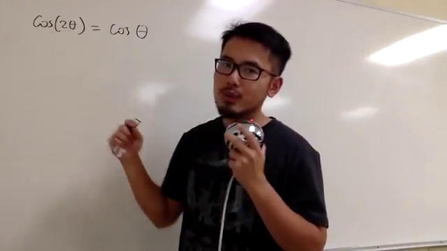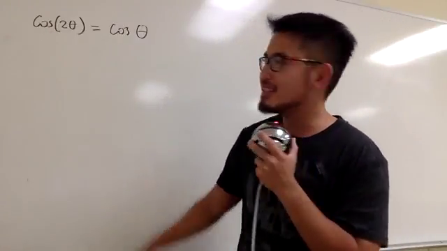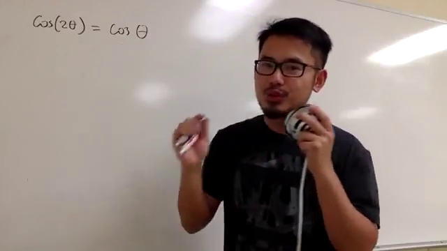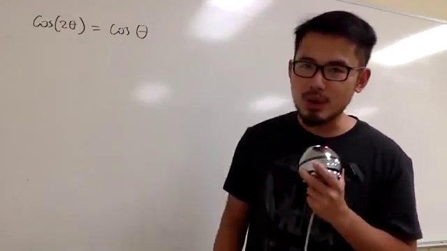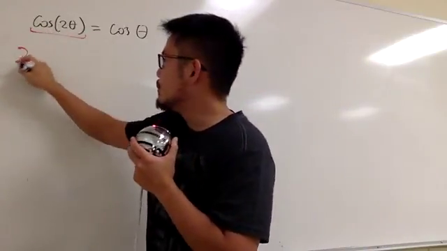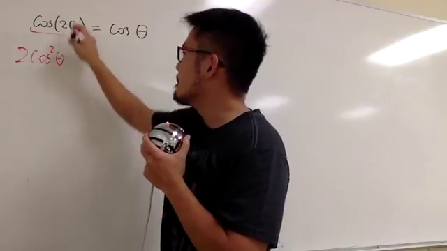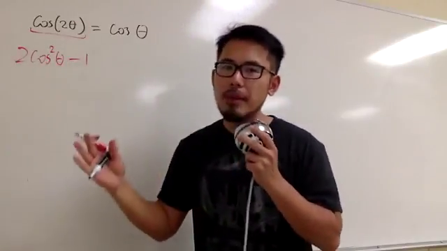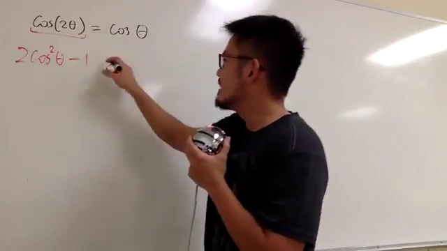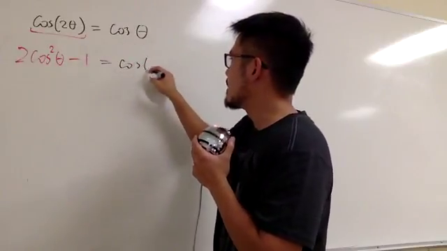Look at this one. We have a double angle formula for cosine, right? Which one should we use? Well, we have the cosine theta here, so we should use the one that involves cosine theta as well. This right here, it's the same as what? 2 cosine square theta minus 1. Okay, the double angle formula for the cosine, this version. And then this is equal to cosine theta.